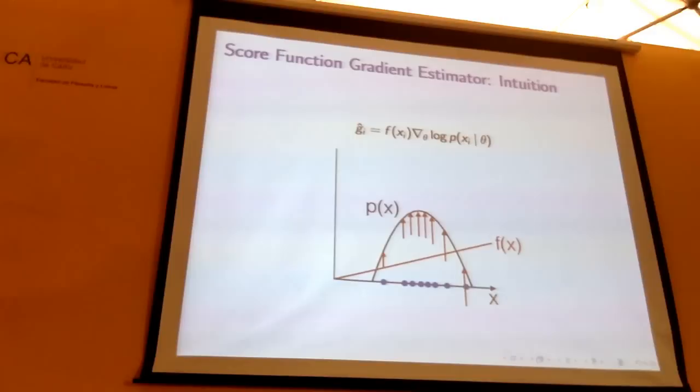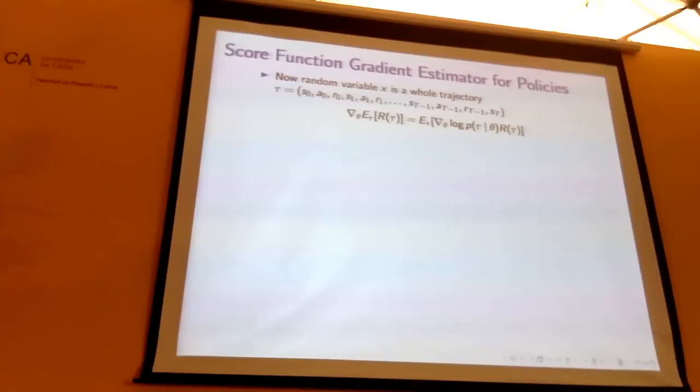So that's a physical intuition for what this gradient estimator is doing. Each time you get a sample, it's like a little force or a little impulse pushing on the probability density, trying to push it upwards at that point. Does this make sense? Okay, so that's just a lot of intuition for the score function gradient estimator.